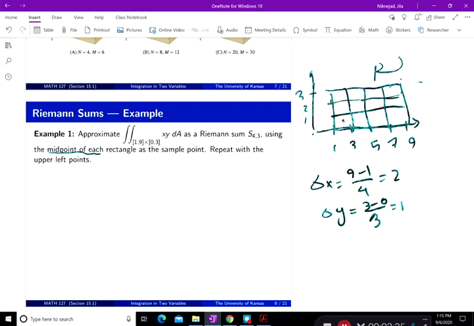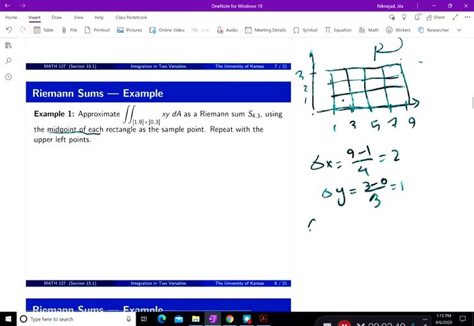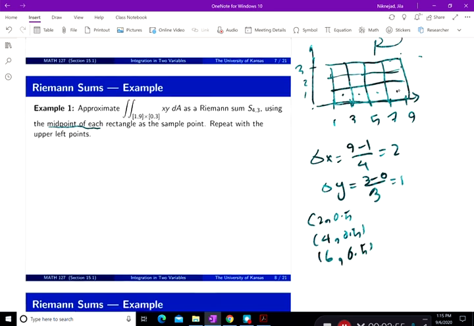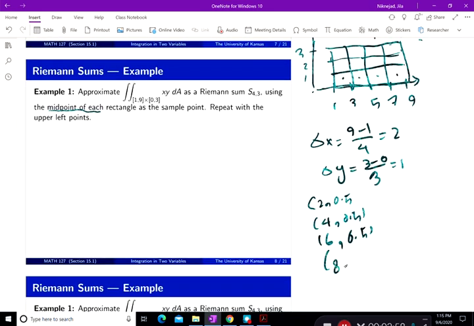So for example, that one is 2 and 0.5. Then over here is 4 and 0.5. Then over here is 6 and 0.5. Then over there is 8 and 0.5. Then go up here, and the sample point this time is 2 and 1.5, again averaging x and y values.